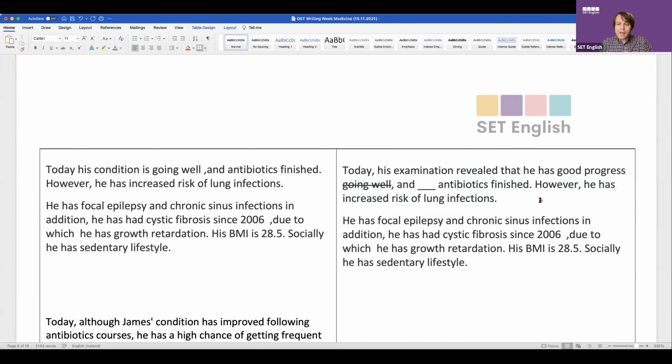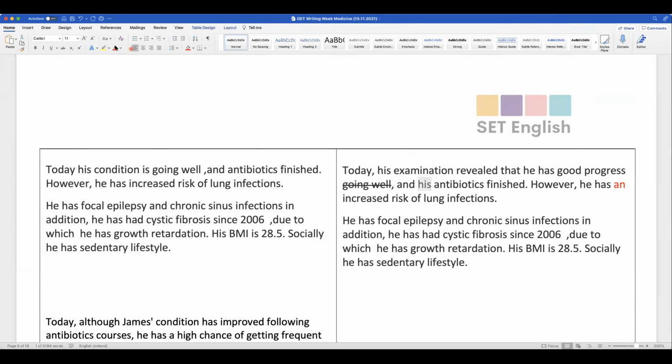So, however, he has increased risk. There's two errors here, guys. Risk and risk of. It's the same one, isn't it? An increased risk. Good. And what goes before antibiotics? It's not an. The. No. All right, here's a tip. Who said the? Whenever you're thinking the, in OET, very often it's not the, it's his. His. But it means the same thing.